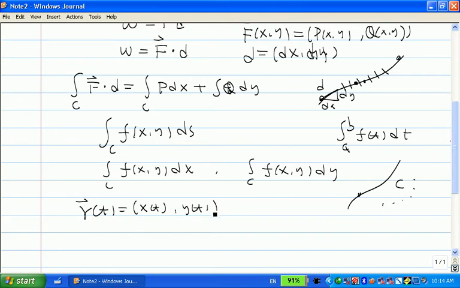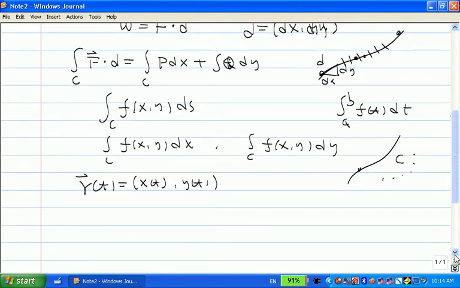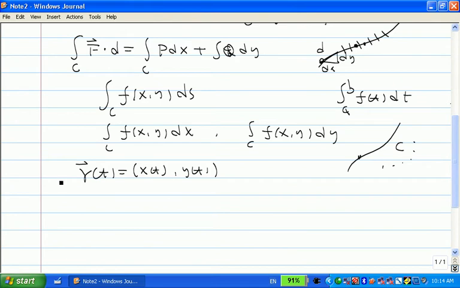In 3D, you just have one more component, y(t), z(t), same thing. Okay, so we know these things describe a curve. So what do you need to do? For the first kind of integral, your x depends on t, you just replace it by that. Y is also a function of t.